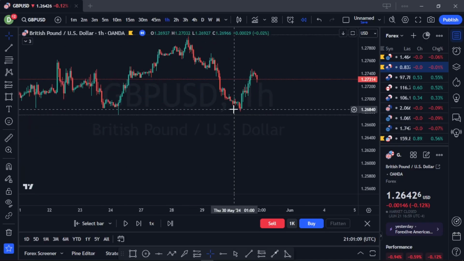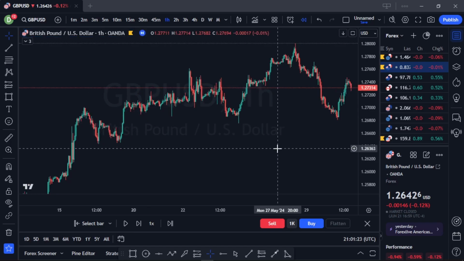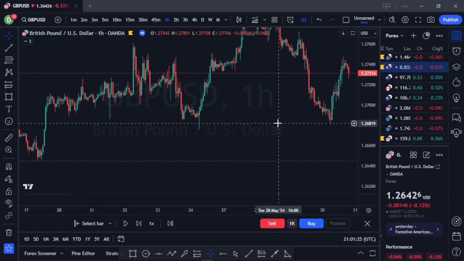When it comes to identifying your supply and demand levels, only identify places whereby the market made decisive moves, or power moves, as some people might say. So for example, let's take a look at this particular area here. Take a look at this market.